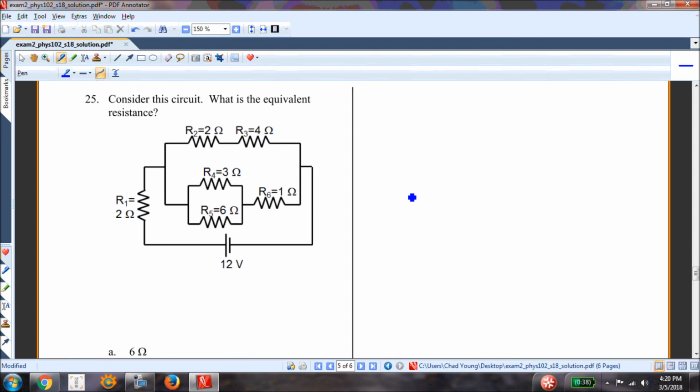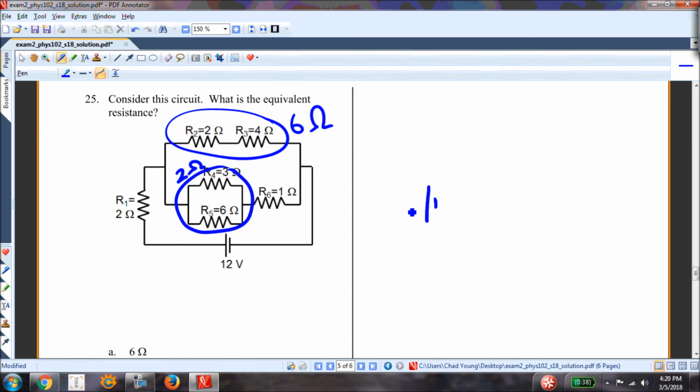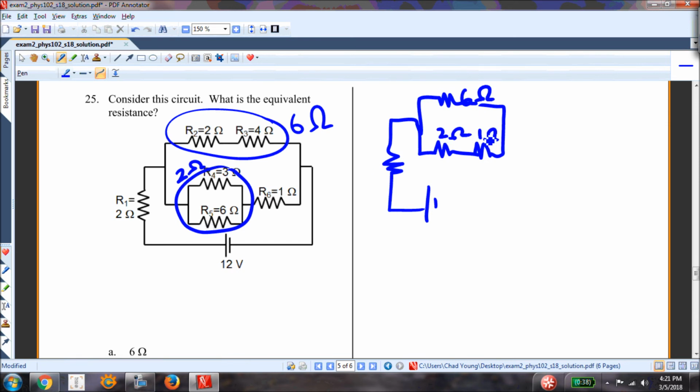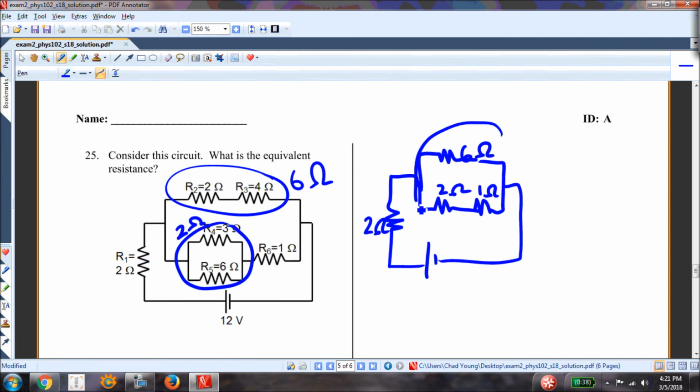What's the equivalent resistance? Well, first, this is going to be 6 ohms. Okay, I can go ahead and do this one too. This one is 2 ohms. Let's go ahead and redraw it over here. I have 6 ohms, 2 ohms, 1 ohm, and this is 2 ohms. The 2 and the 1 make 3. The 6 and the 3, combining these two, is going to be 1 over 6 plus 1 over 3. That's equal to 2 ohms.